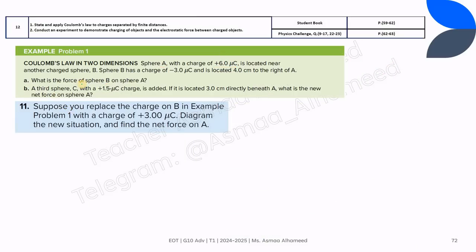Now here it says, based on the previous problem, you replace the charge B in the example problem with a charge that is positive 3 microcoulomb. What is the new situation, and find the new force on charge A. I will leave this for you to solve, and at the end the answer will be the same amount of force, but the theta will be 138. Now what changes is, here is sphere A, here is sphere C and here is sphere B.